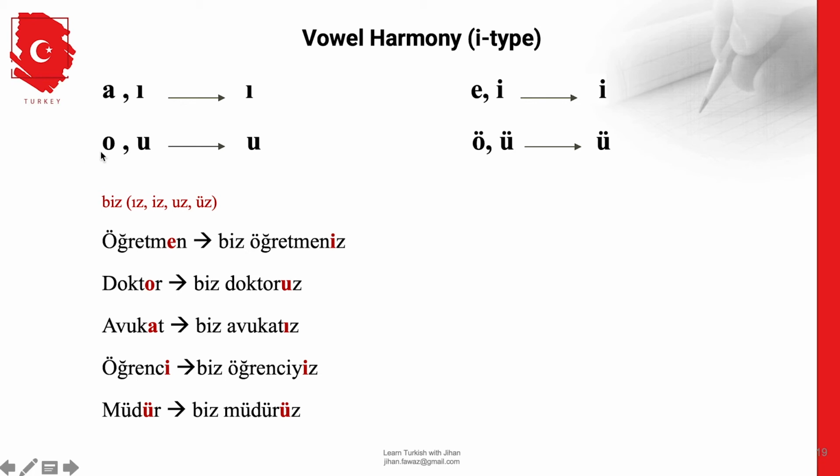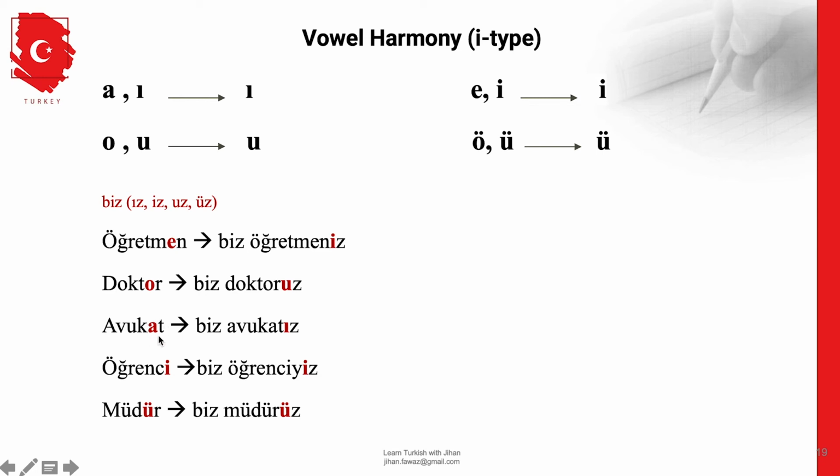The fourth pronoun is biz. Biz means we. The suffixes are iz, ız, uz, üz. We follow the same rule. We look at the last vowel in the word. If it's e, we use iz. Biz öğretmeniz, we are teachers. Doktor, o, we have to use the u. Biz doktoruz, we are doctors. Avukat, biz avukatız, we are lawyers.